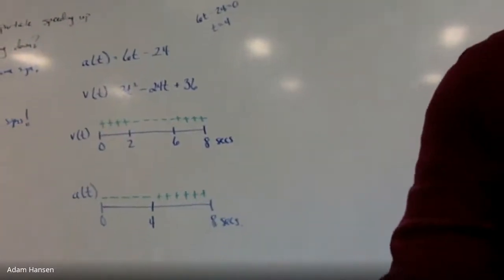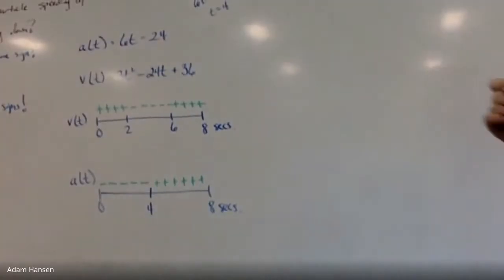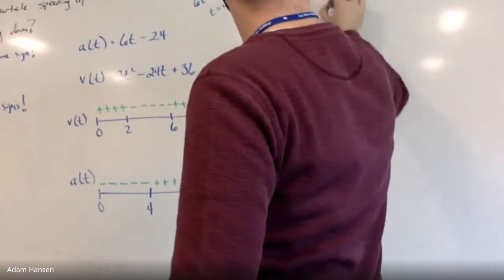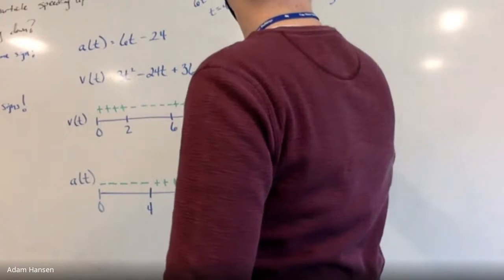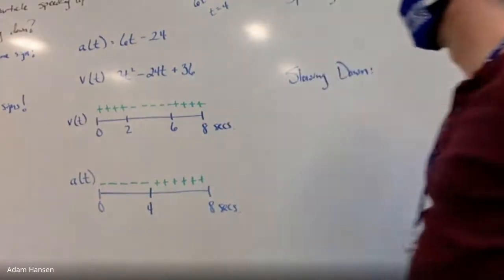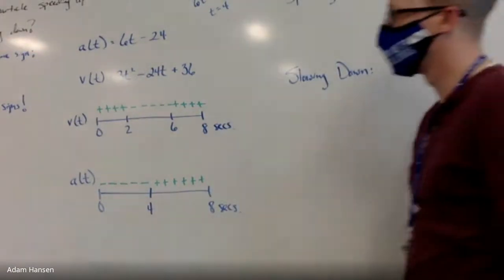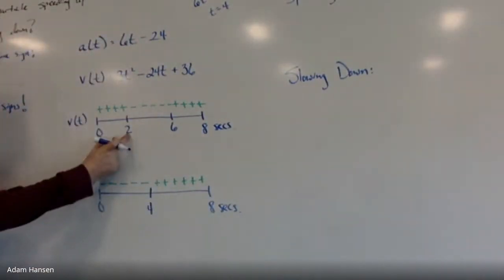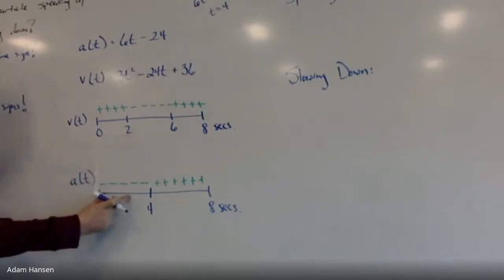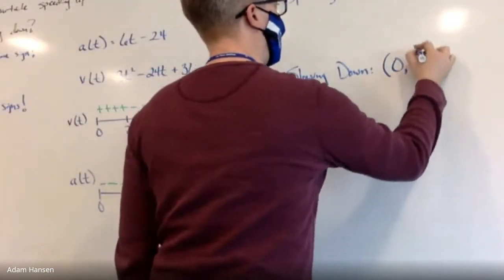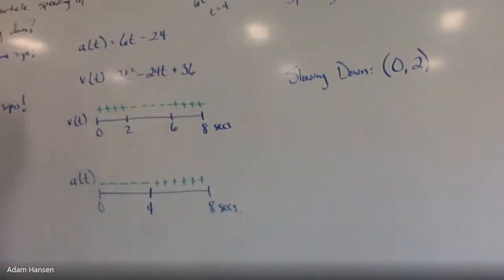Okay, let's use those number lines and compare the signs of velocity and acceleration to see where our particle is either speeding up or slowing down. We'll start from 0 to 2 seconds. From 0 to 2 seconds, velocity is positive, acceleration is still negative. So what does that mean? Slowing down. So I'm going to answer as an interval from 0 to 2 seconds.